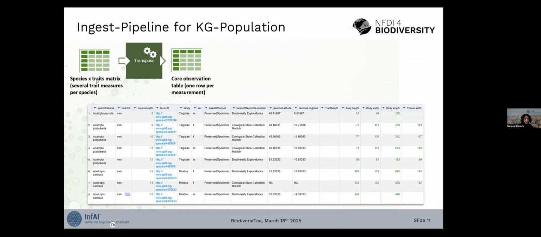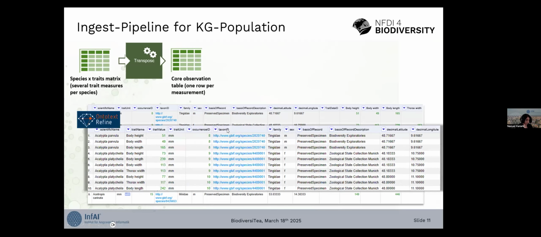The first step is to transpose the table. For instance, here you can see in the example we have the attributes that are in the columns, so the traits: body height, weight, and so on. So what we need is to have a core observation table with one row per measurement. What we use for that is the OpenRefine tool, that transposes basically the columns into lines, and the values would be here per line.